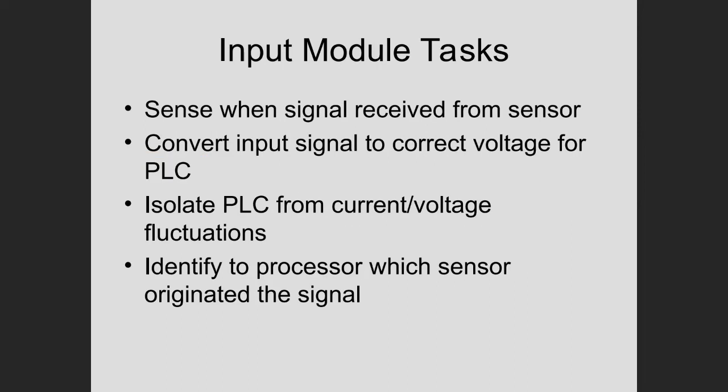So we're going to talk about the input module. What does the input module do? Well, it does a lot more than this, but here are the main points to think about. The most important thing it has to do is tell if a button is open or closed, or if there's a signal or no signal from the input device. So that's the main thing we want to know. Is this switch open or closed? So it's going to sense when a signal is received from the sensor, but really I probably should have said switch here or button, but it could be a sensor.